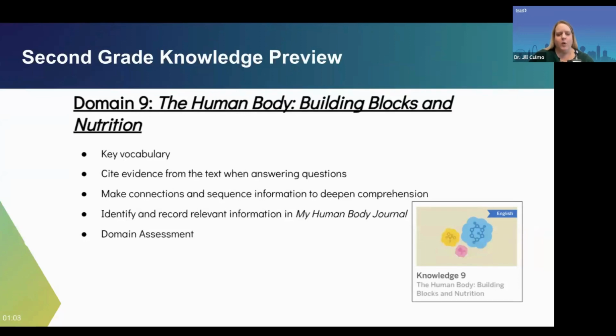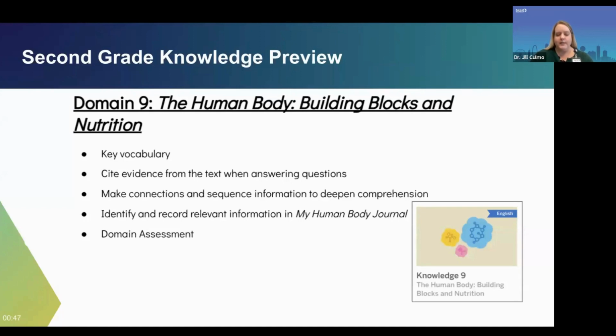Finally, second graders will work through Knowledge 9, the human body, building blocks and nutrition. In this domain, students will explore a number of topics related to the human body, beginning with the importance of cells as the building blocks of all life on Earth.